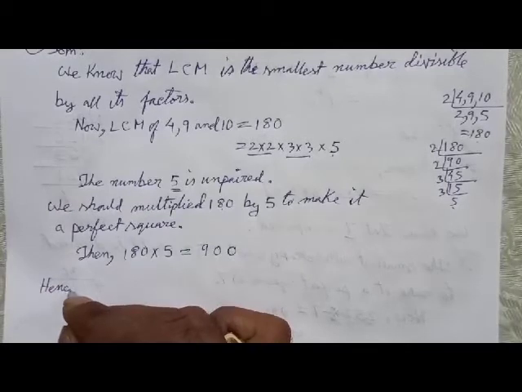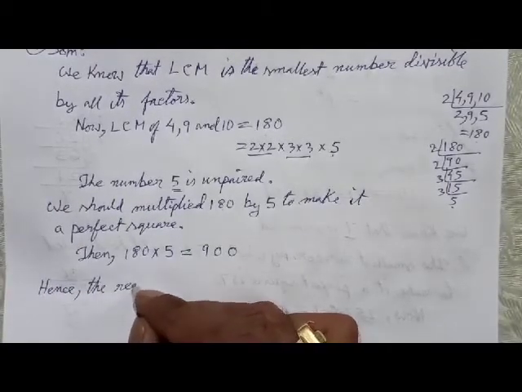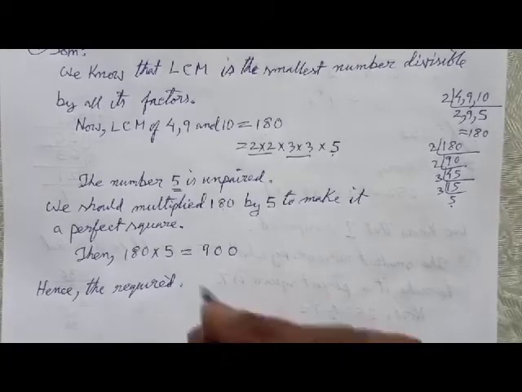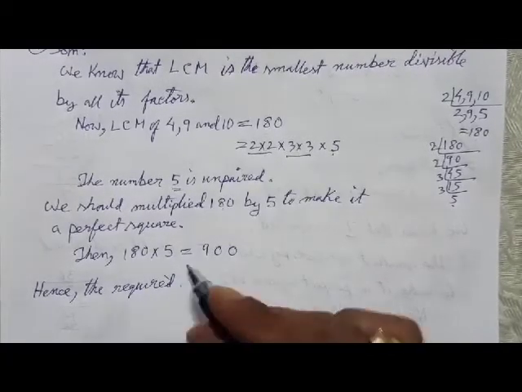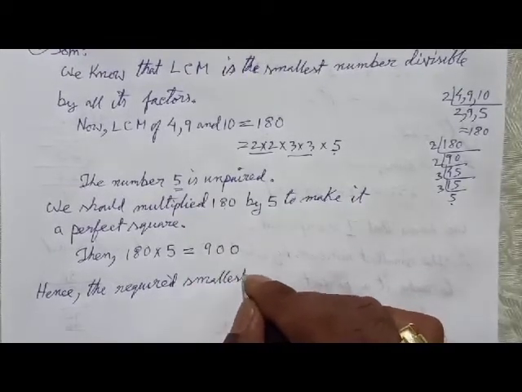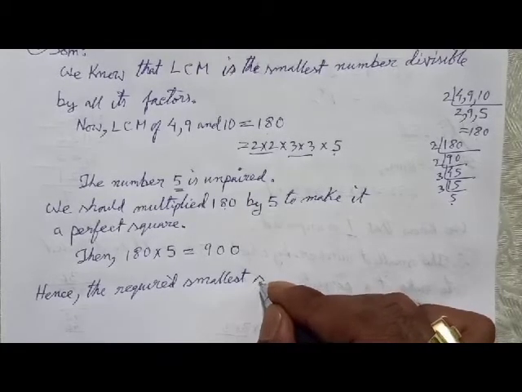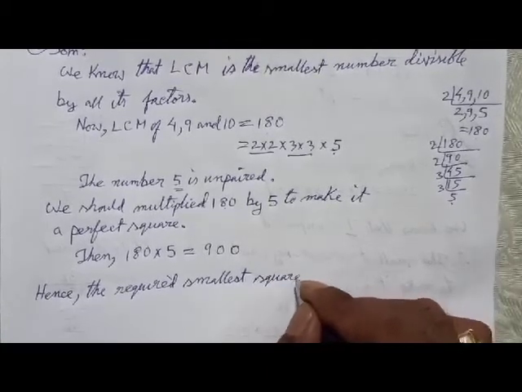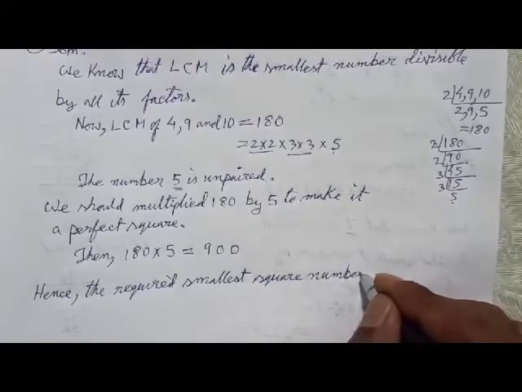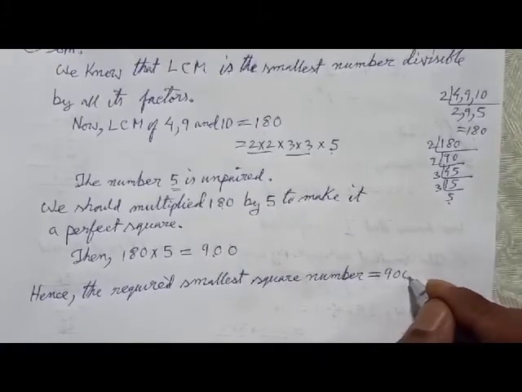Hence the required smallest square number is equal to this 900. This 900 is the answer.